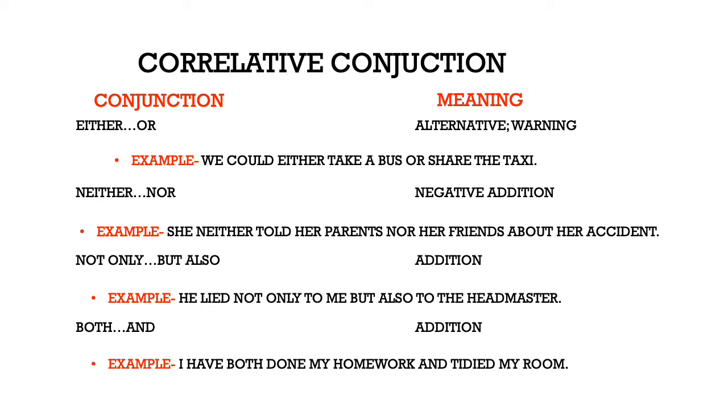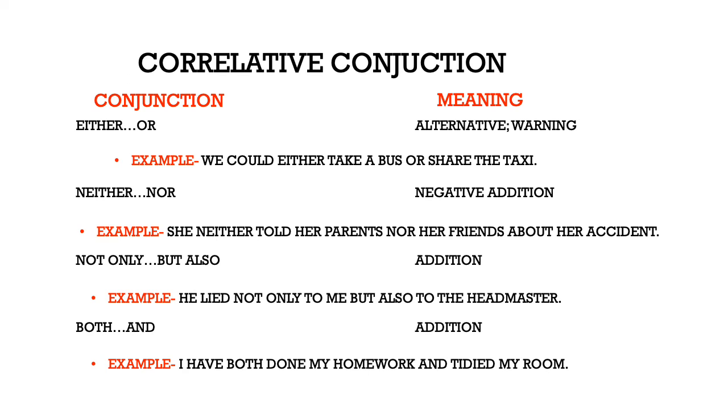So, if I am using the pair either or, the meaning of this is it's an alternative or it's a warning. See this example. We could either take a bus or share the taxi. So I am given a choice, an alternative between a bus and a taxi. So bus and taxi are of the same rank. They are both means of transport, and I am joining these two along with either or.